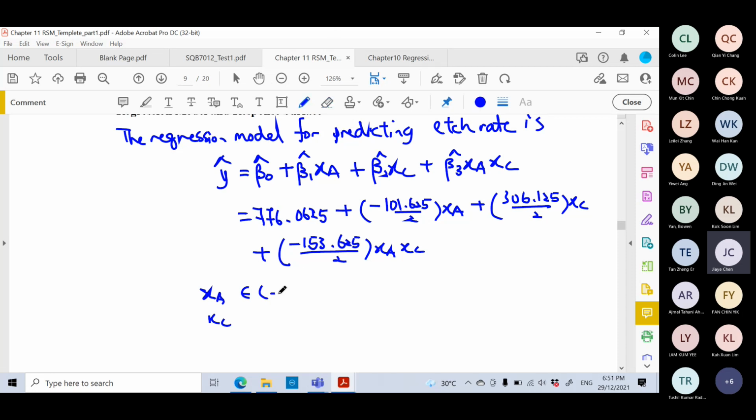They can take the value -1 and +1. Similarly, for the XC, it can also take -1 and +1, so that we can use the effects here. The effect for factor A divided by 2, the effect for factor C divided by 2, the effect for the interaction divided by 2. Of course you get your XA and XC from the coded variable, and you convert to the natural variable. So this is what you have under the second example here.